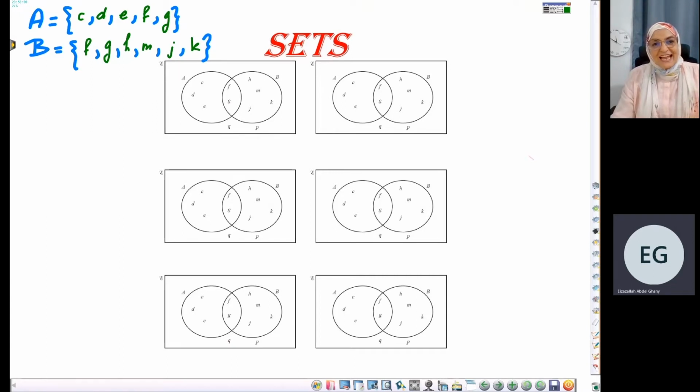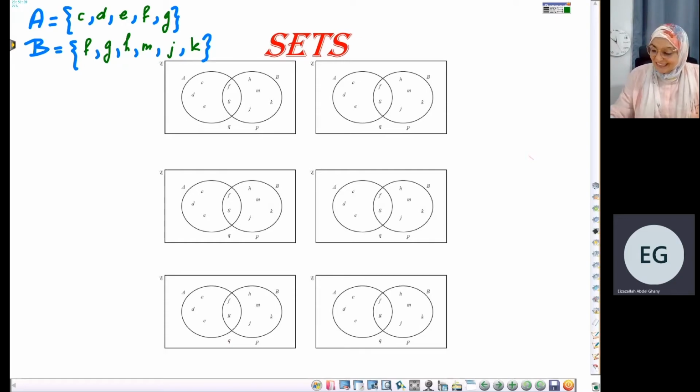In order to write the elements of set A, we write them separated by commas, and we should write curly brackets at the beginning and the end. Not any brackets, curly brackets. The elements of A are only 5, C, D, E, F, and G. We write them in set A. The elements of set B are 6, F, G, J, M, H, and K. We can write them in any order, not necessarily alphabetical order.